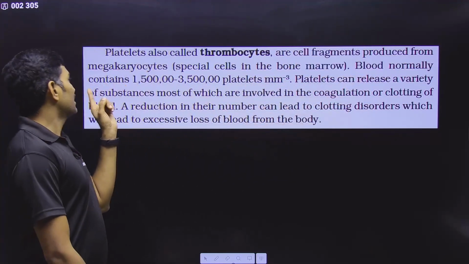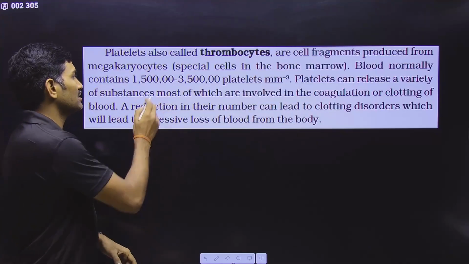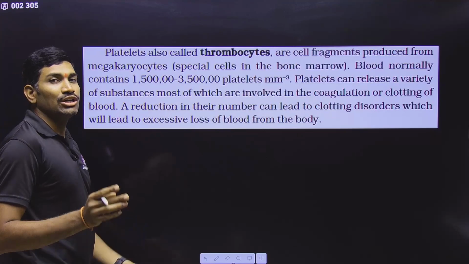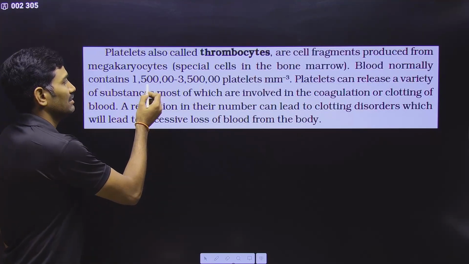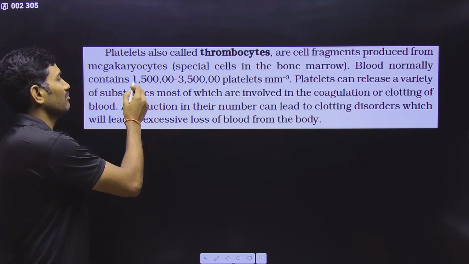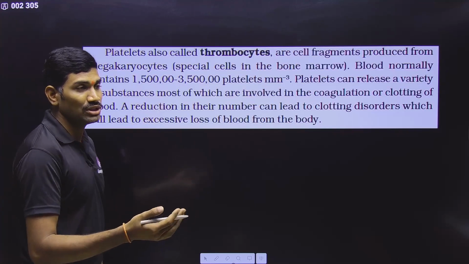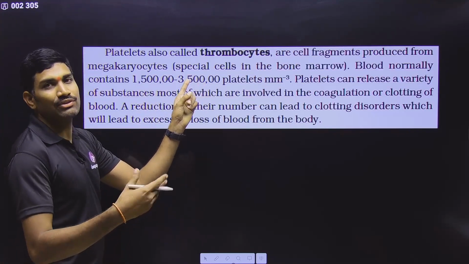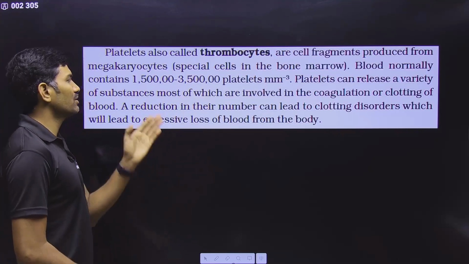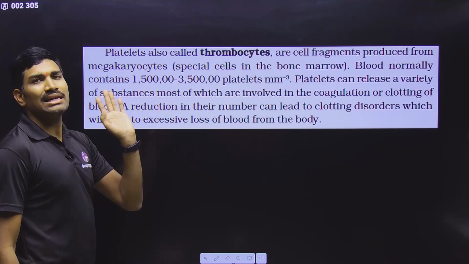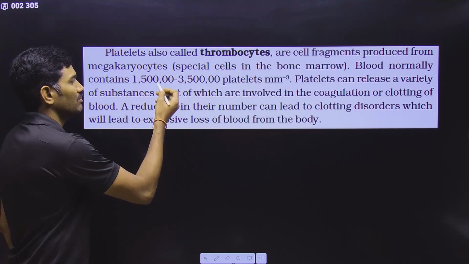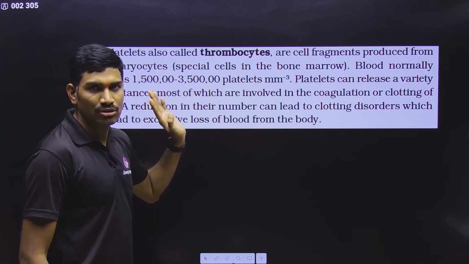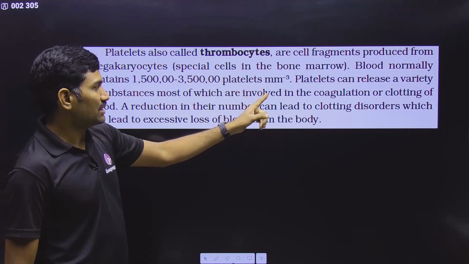Next one, blood normally contains an average value. The commas they have given are wrong, so observe carefully. 1,50,000. If you want to keep it after 3 zeros, now it will be 150,000. Likewise, you need to say. You can say this as 150,000 to 350,000, or else in our version, 1,50,000 to 3,50,000. So with respect to these commas, there is a mistake. Observe carefully. They have 1,50,000 to 3,50,000 platelets per cubic millimeter.